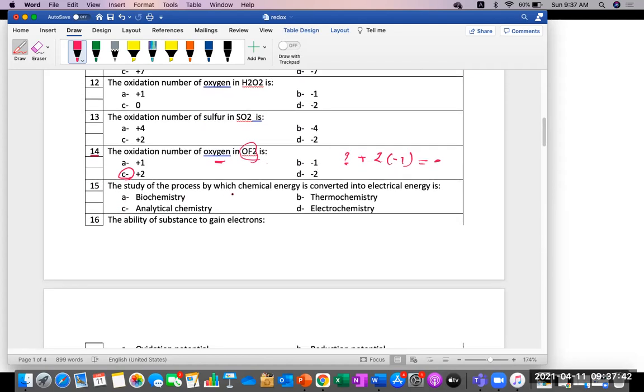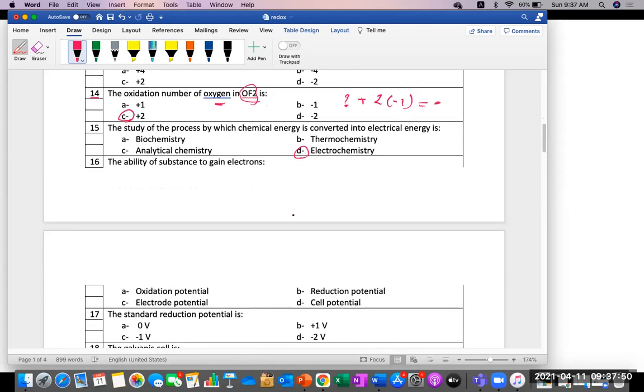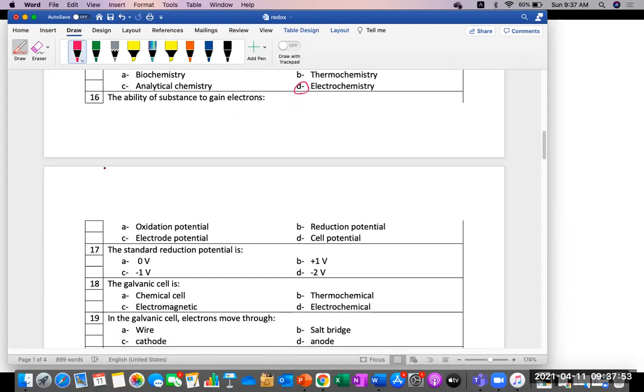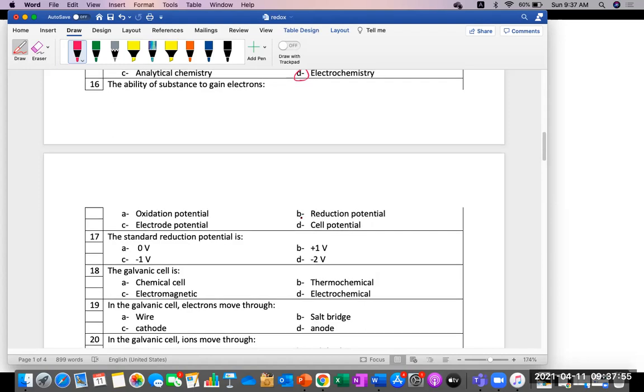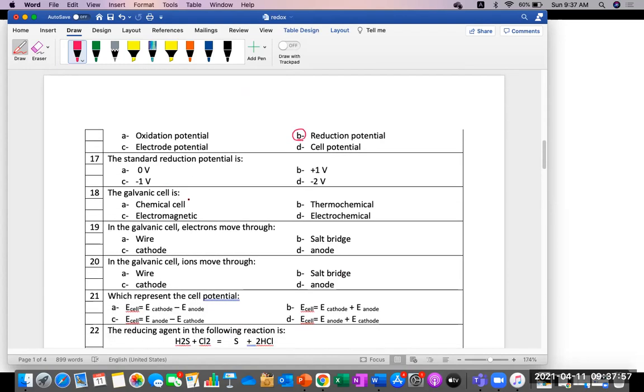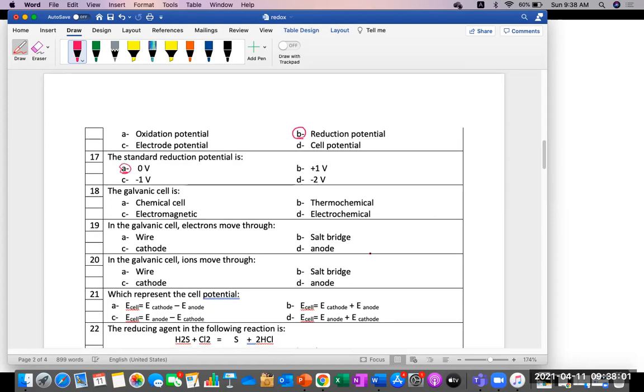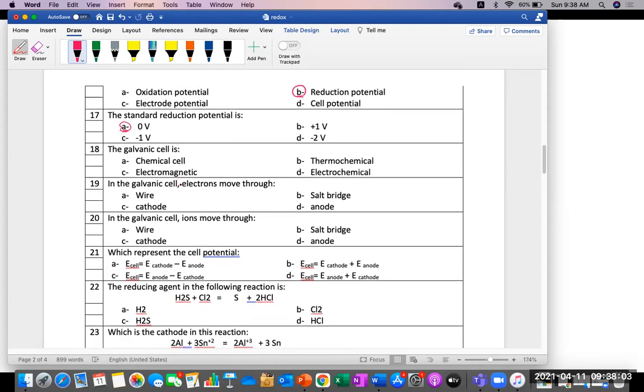The study of the process by which chemical energy is converted into electrical energy. Chemical converted to electrical means it will be electrochemistry. The ability of the substance to gain electrons is the reduction potential. The standard potential will be 0, which is the reduction potential for hydrogen.